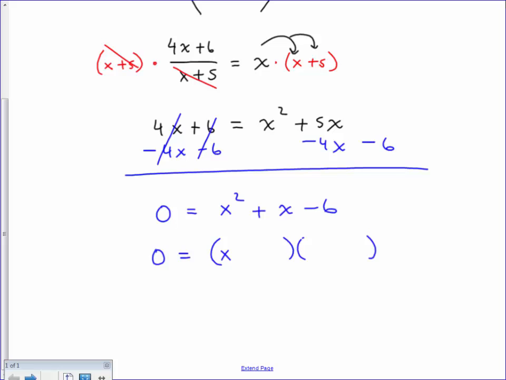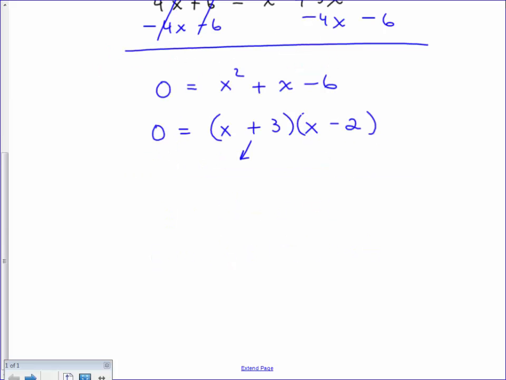So we need factors of negative 6 that would add to positive 1. Here it would be positive 3 and negative 2. And then from there, set both of those equal to 0. And so we'd have x is negative 3, and we'd have x is equal to 2.